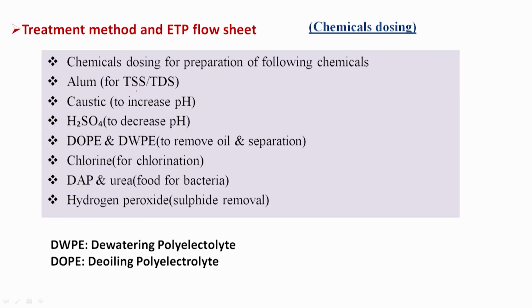Now, chemical dosing. Chemical dosing is for preparation of the following chemicals: alum for TSS and TDS, caustic to increase pH, H2SO4 to decrease pH, DOP and DWP, that is dewatering polyelectrolytes and deoiling polyelectrolytes, to remove oil and for separation, and chlorine for chlorination. DAP and urea are used for the growth of the microorganisms for the secondary treatment, and hydrogen peroxide for sulphide removal. So, these are the different chemicals used in the plant, and for sulphur removal calcium hydroxide can also be used, like the sugar industry plant which we have discussed.